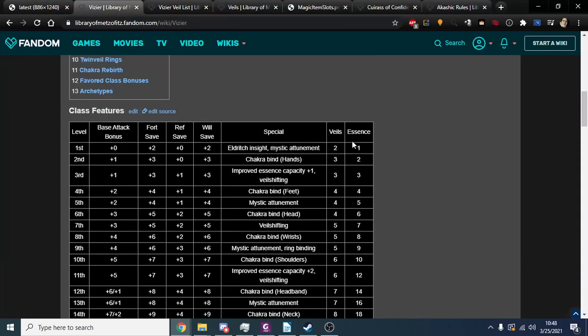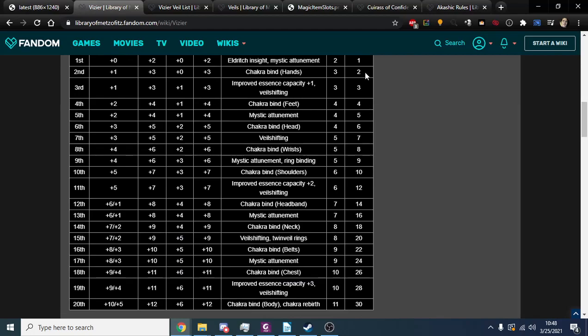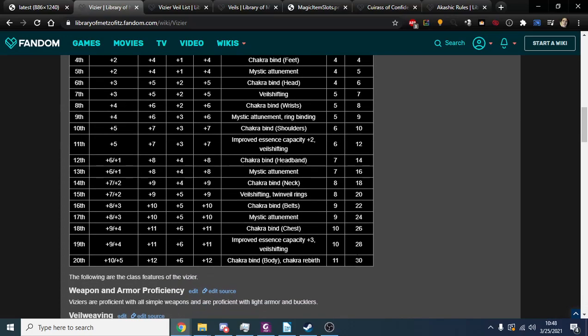And as you can see from the table here, the Vizier has quite a bit of essence to play around with, although not quite as much at early levels. So they only have one point of essence to go into their two veils, which means somebody's going to be losing out unless you're taking a feat that gives you extra essence, like the feat Extra Essence. Fun. But as they level up, you can see that number increases as the number of veils slows down, ending with a total of 30 essence at 20th level, but only 11 veils to share it amongst.